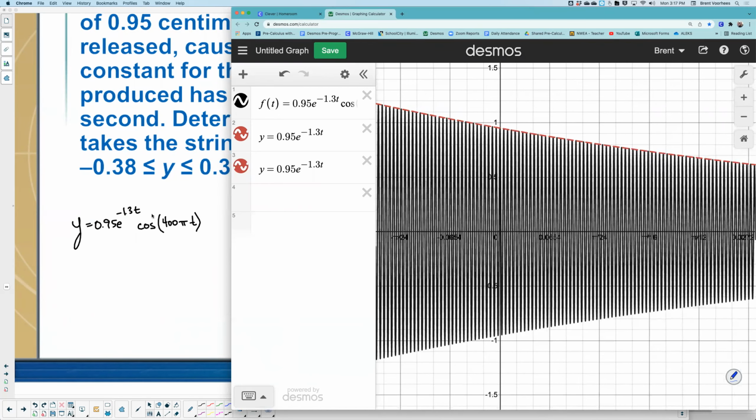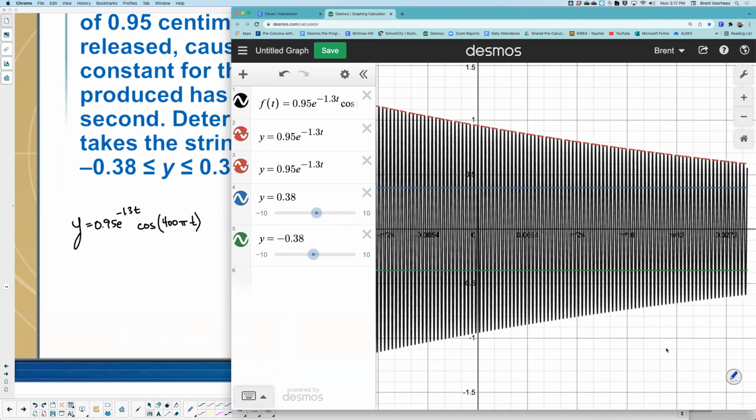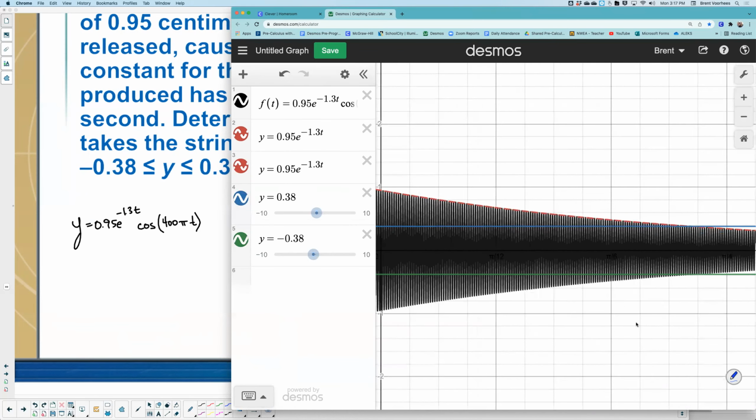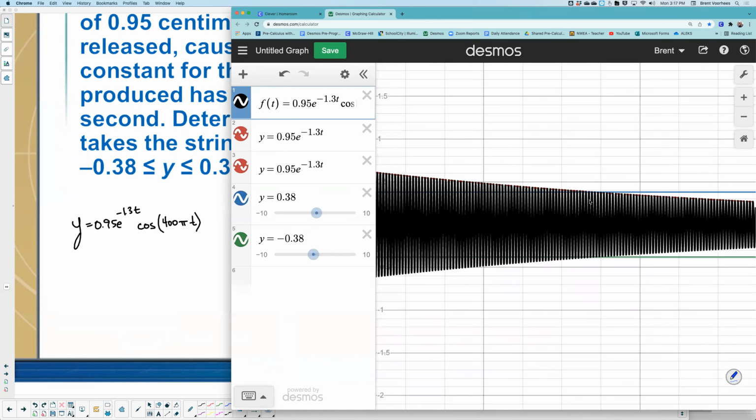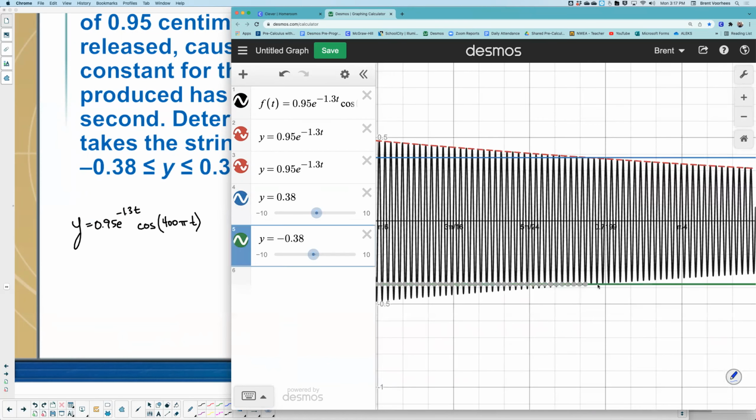What we want to know is when the y values actually go between these two values. So we want to check between y equals 0.38 and y equals negative 0.38. We want to know when those intersect. And as I zoom out here, I see the values intersect.